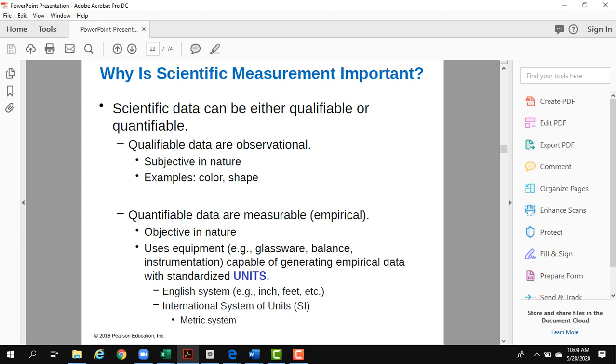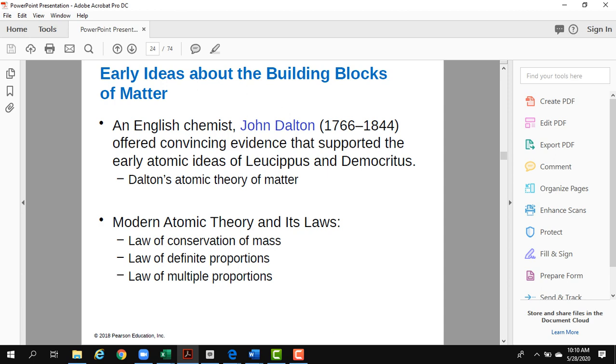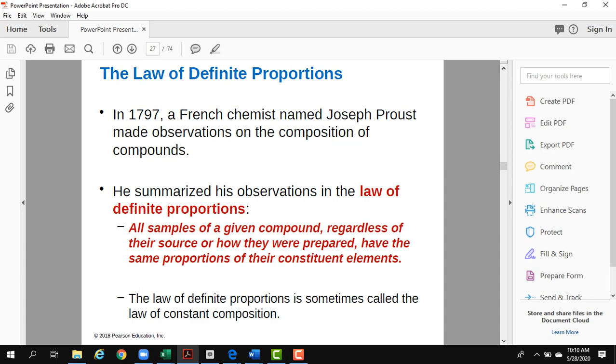For quantitative measurements, you need equipment. In chemistry, when you do that in the lab, you measure a lot of things. You have glassware, you need balances, temperature thermometers, like that. And for these measurements, you have two types of systems: English system and metric system. The English system uses inches, feet, like that. So if we look at a little bit of the units, these are some units.